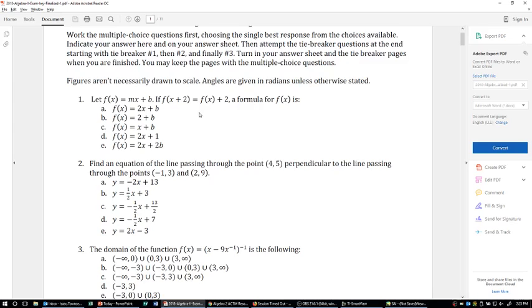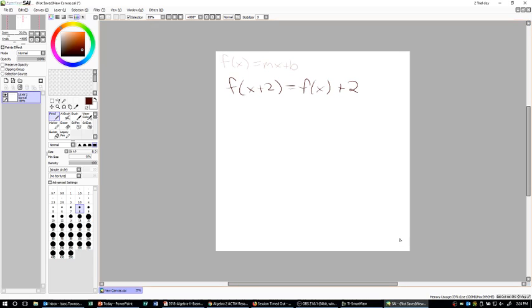If f of x is in the format of mx plus b, and f of x plus 2 is the same as f of x plus 2, then which one of these choices would have to be correct? Alright. So it's got to be in this format, which all the choices were.